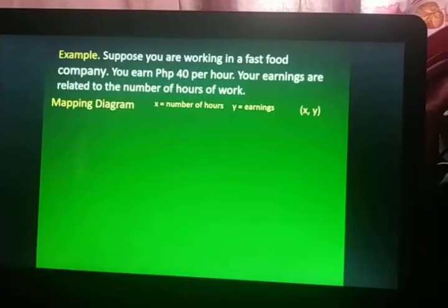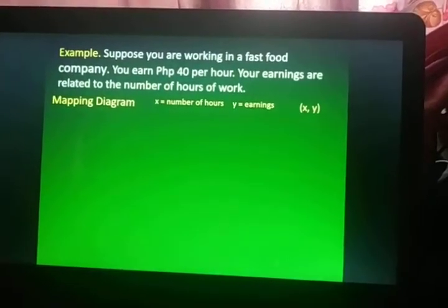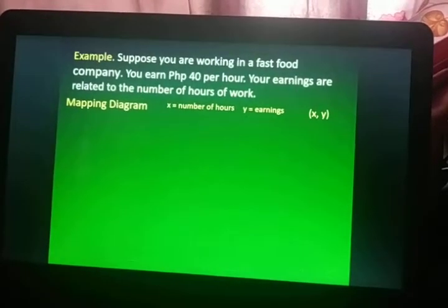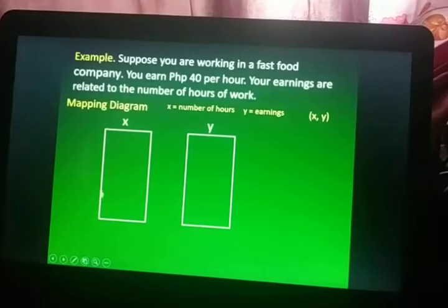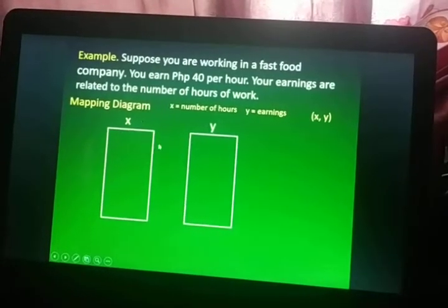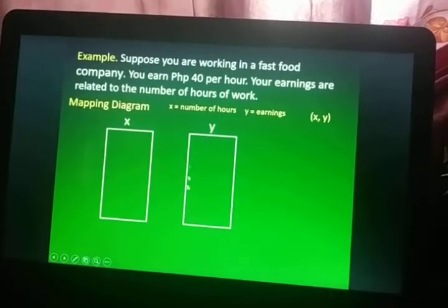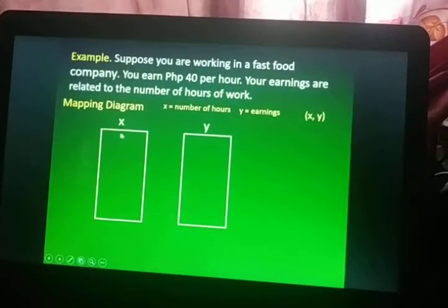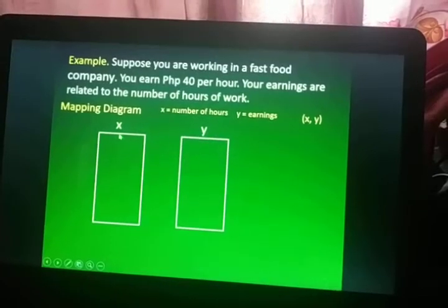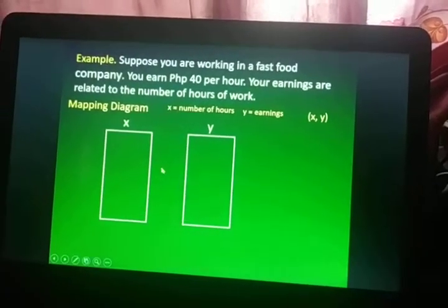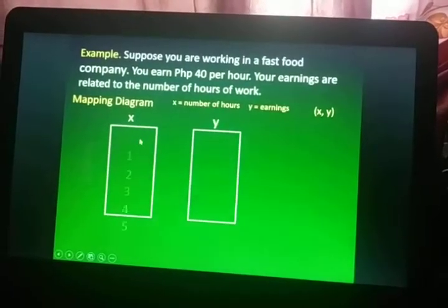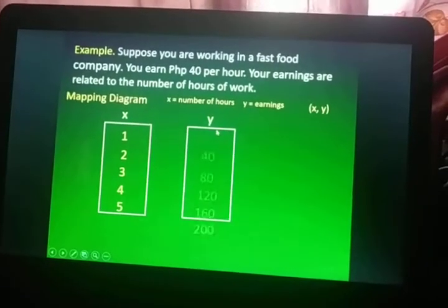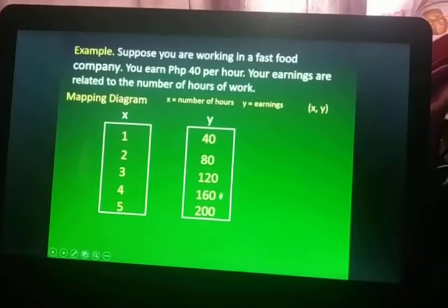Okay, how about the mapping diagram? Also, your relation and function can be expressed through a mapping diagram. We will use this rectangular box for our x values and another rectangular box for your y values. It can also be an ellipse or a circle, but this is very easy and this is usually used. Okay, for all x values, this is for the number of hours, 1, 2, 3, 4, 5, and then for the earnings, you'll have 40, 80, 120, 160, and 200.